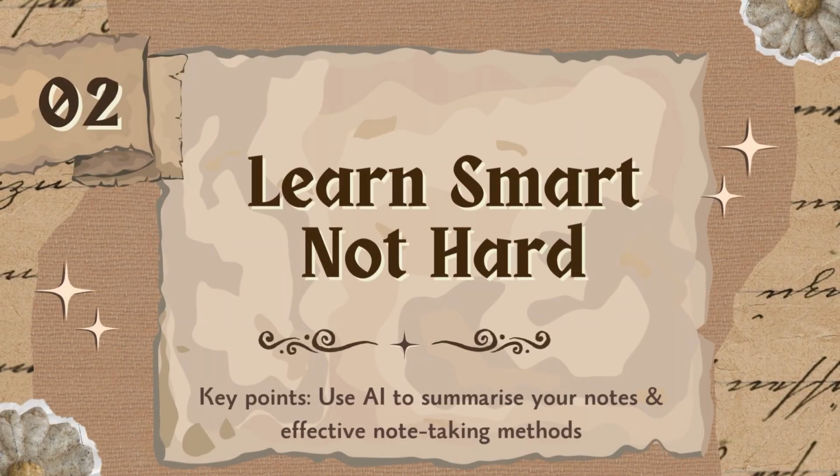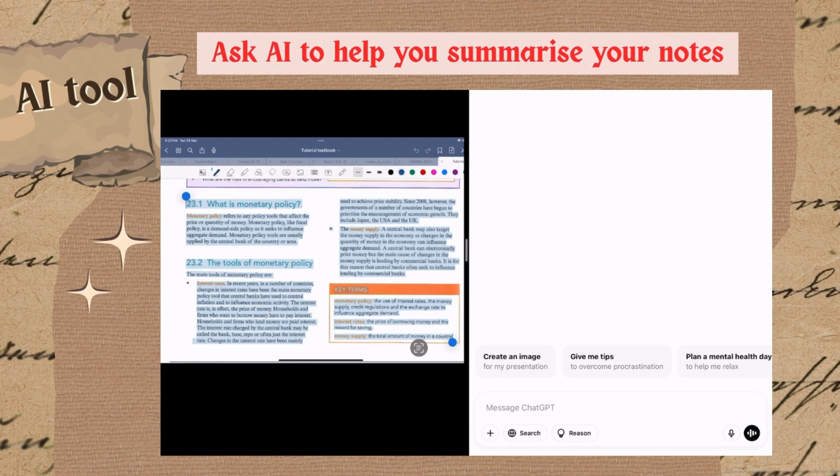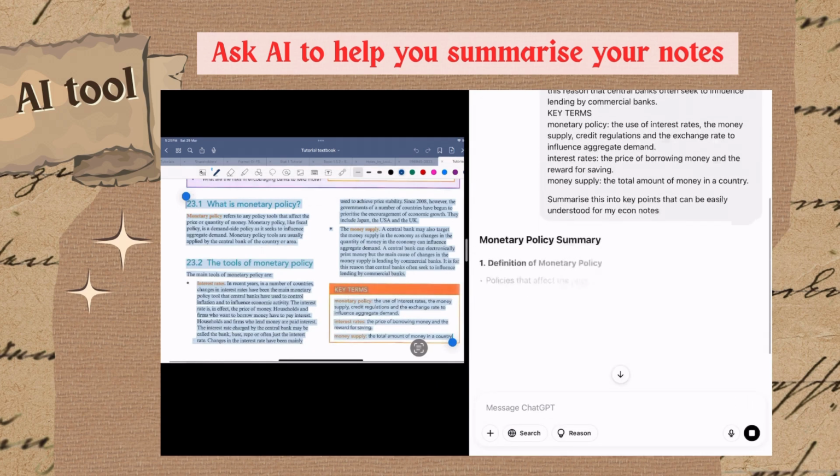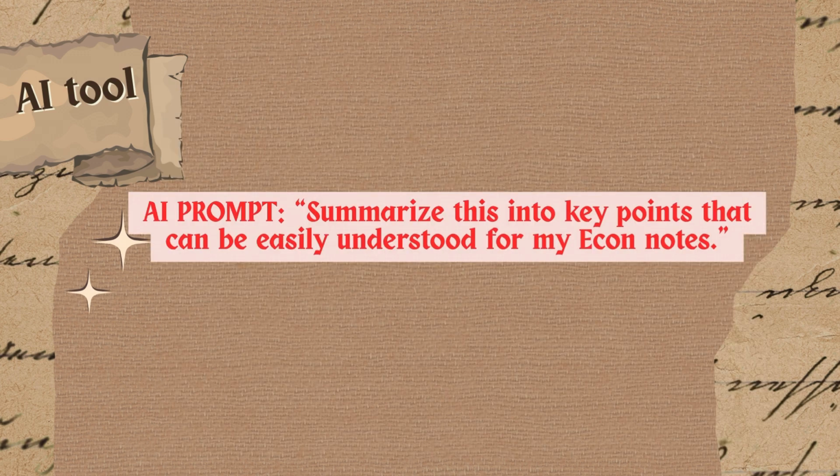Next, summarize the key points, but don't waste time writing long notes. Instead, use AI. For example, you can copy and paste a section into ChatGPT, Copilot, or any AI tools. You can use this prompt. I will put it down below in the description.